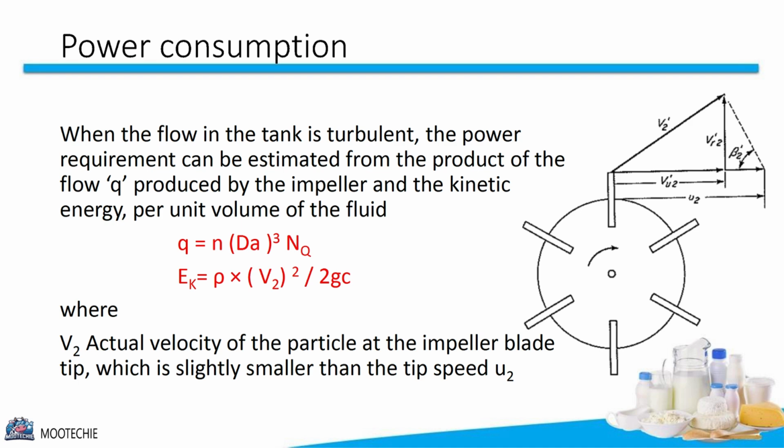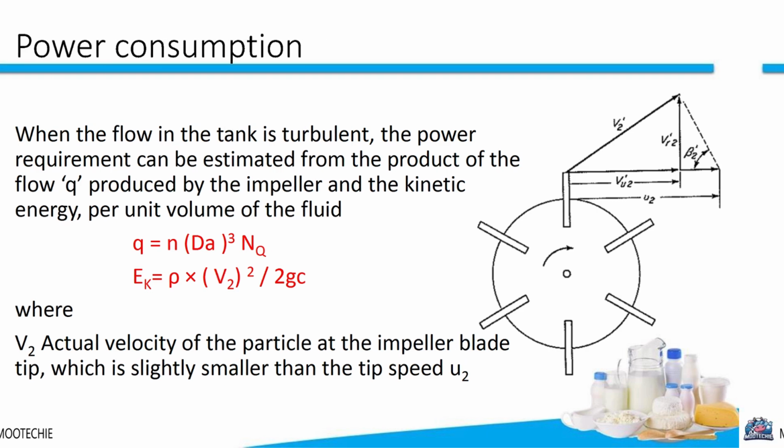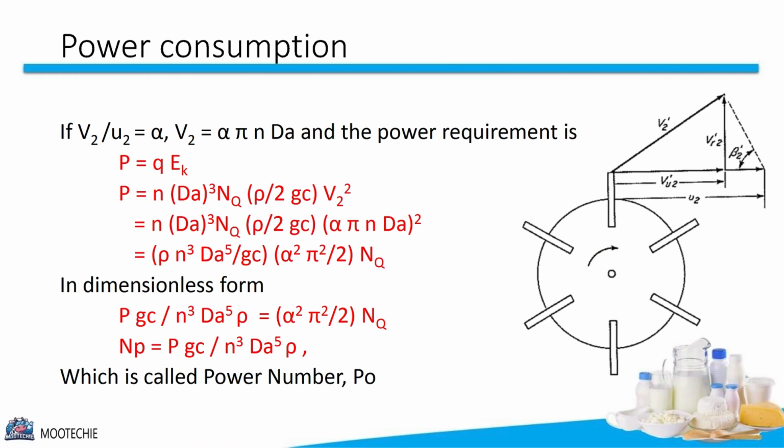Now for power consumption in turbulent flow, the power P can be estimated as the flow rate Q multiplied by the kinetic energy per unit volume. The flow rate Q equals n times dA cubed times the flow number nq. The kinetic energy per unit volume equals the density ρ times the velocity v2 squared divided by 2 times gc. The velocity v2 is the actual fluid velocity at the impeller tip.